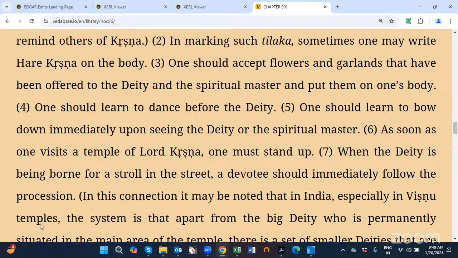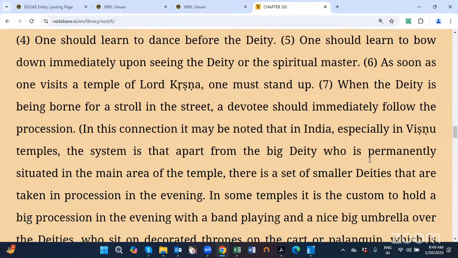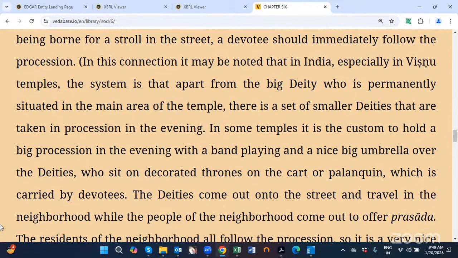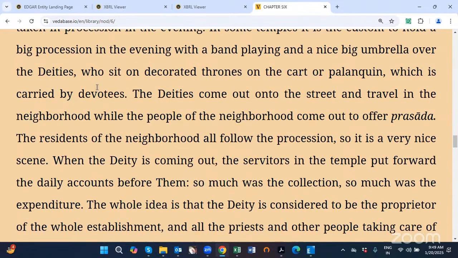In this connection, it may be noted that in India, especially in Vishnu temples, apart from the big deity who is permanently situated in the main area of the temple, there is a set of smaller deities that are taken in procession in the evening. In some temples, it is the custom to hold a big procession in the evening with a band playing and a nice big umbrella over the deities, who sit on decorated thrones on the cart or palanquin, which is carried by devotees.